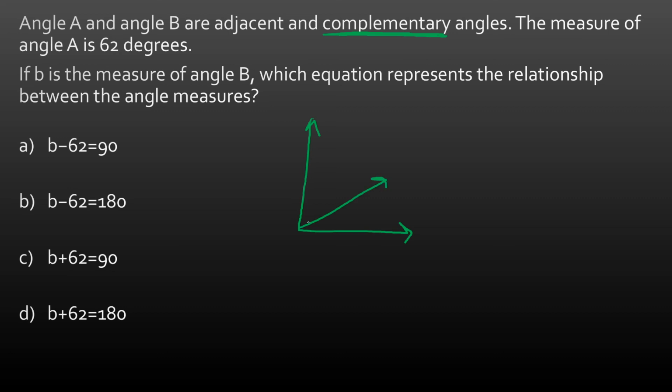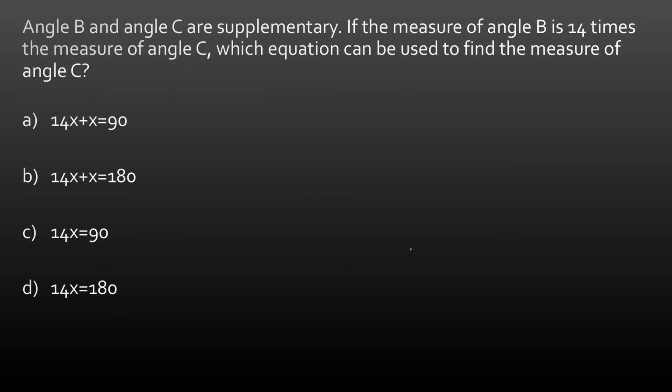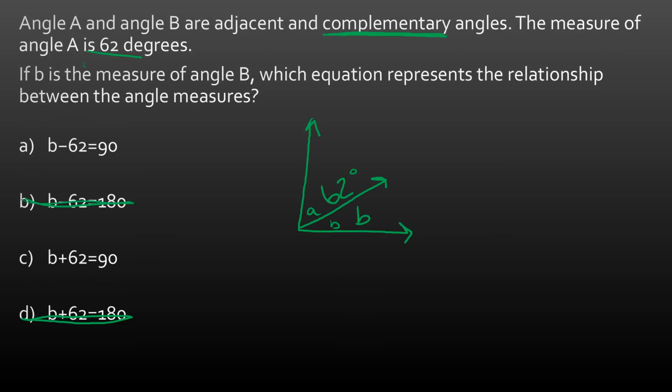And here's my line in between separating angle A and angle B. It tells me that angle A is 62 degrees. So if I wanted to figure out what angle B is, when I add these two angles together, I should get 90 degrees. So these two options that say 180, I know that those are wrong right away because this question is complementary. So if I were to take angle B and add it to 62, I should get 90 degrees, which is this one right here.